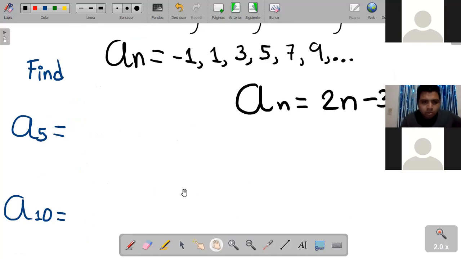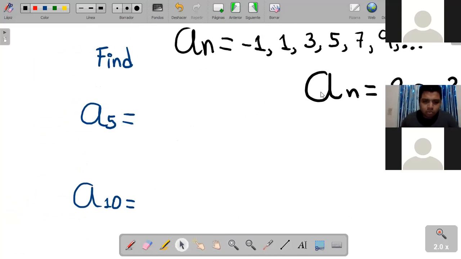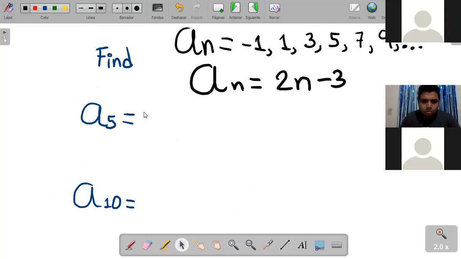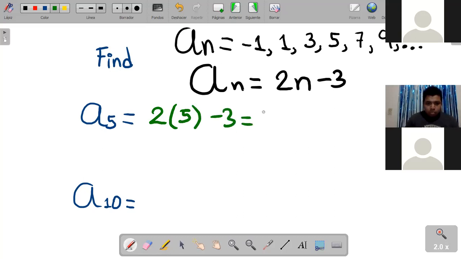Just to show you the procedure, you have the formula over there. It will be 7. Here it is, right? It's 7, but using the formula, we can get it so quickly too. It's going to be 2 times the 5th position, or the 5th term, minus 3. Yes, it's true, it's going to be 7. 2 times 5 is 10, minus 3 is 7.